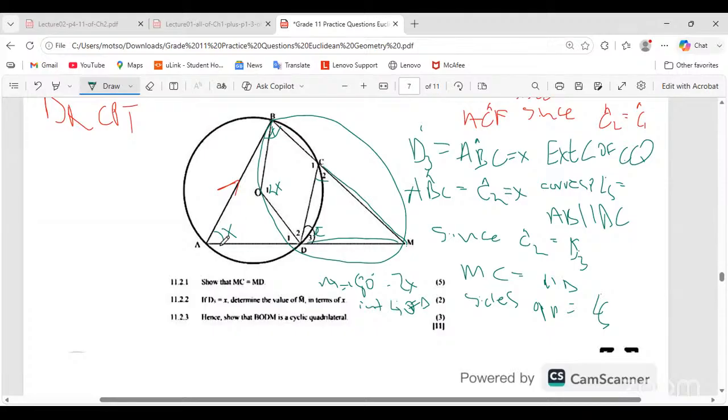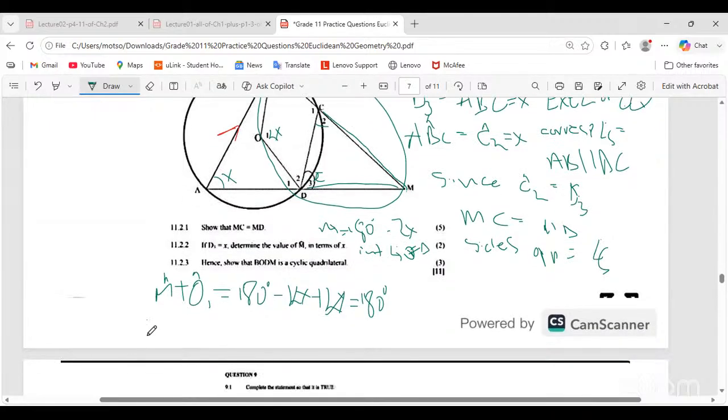Why is this x? Because these lines are parallel to each other. Therefore, they form my beautiful F there. Reason will be corresponding angles since this is parallel to that. Now we will say angle M plus angle O1 is equal to, what is M? It is 180 degrees minus 2x. What is O1? It is 2x. Now they cancel each other. Now we have shown that these angles are supplementary, right? Therefore, you will say BODM is a cyclic quadrilateral. Now you are done with everything that you were required to do.